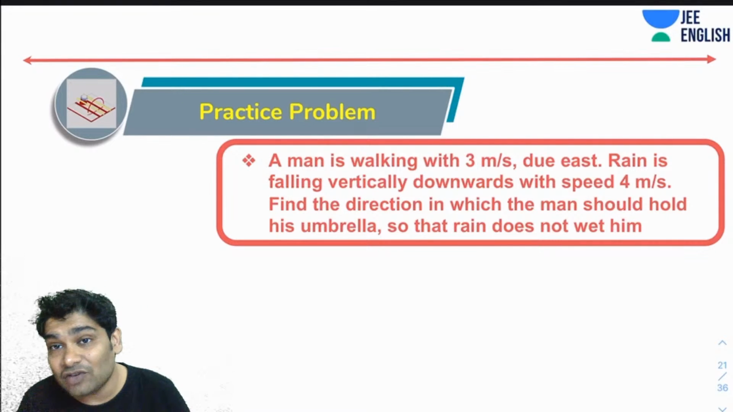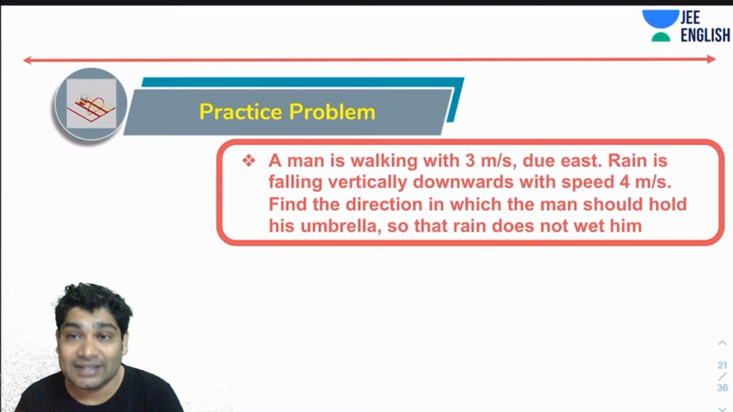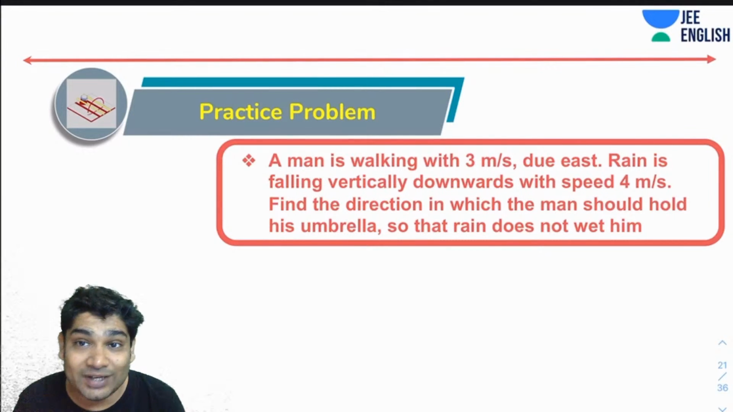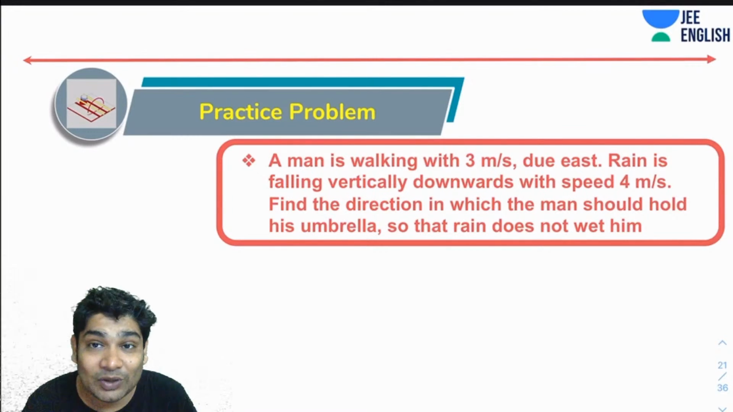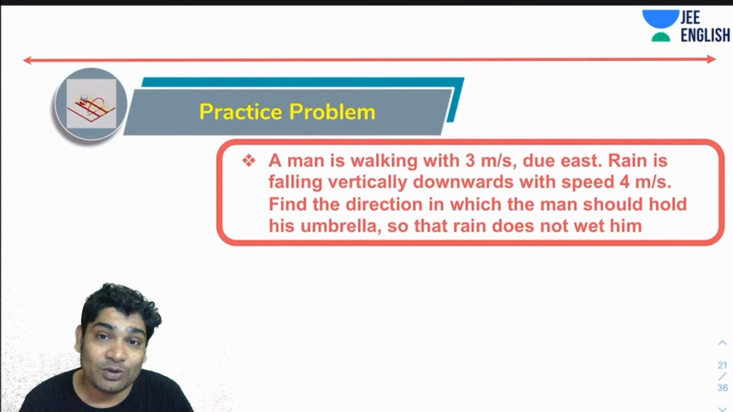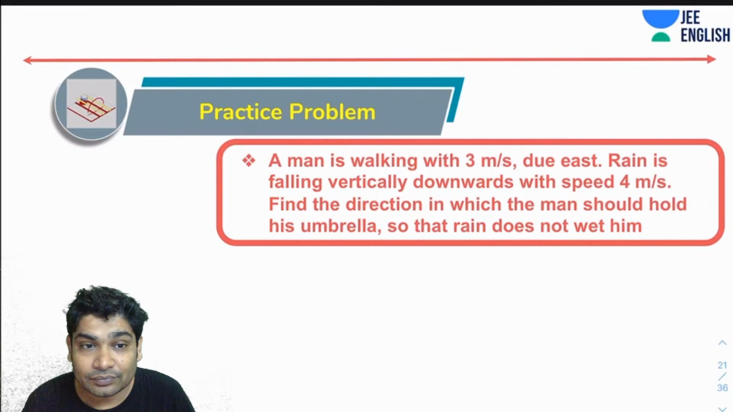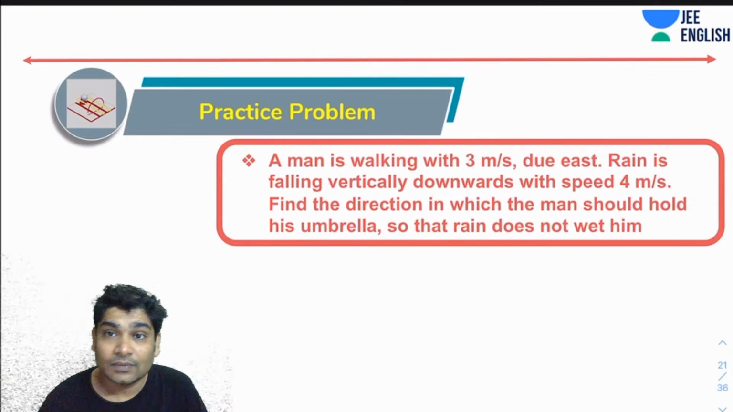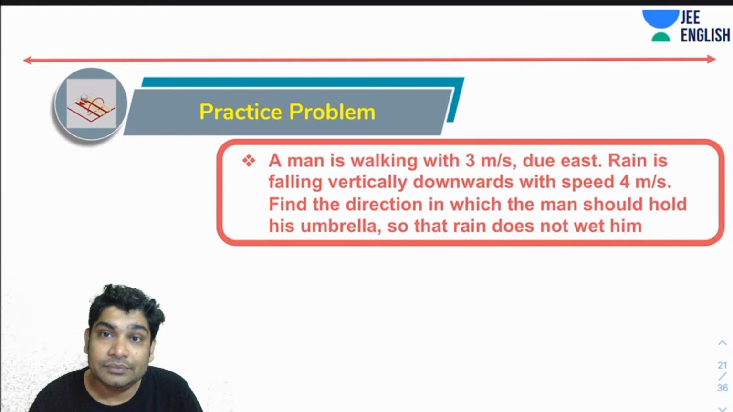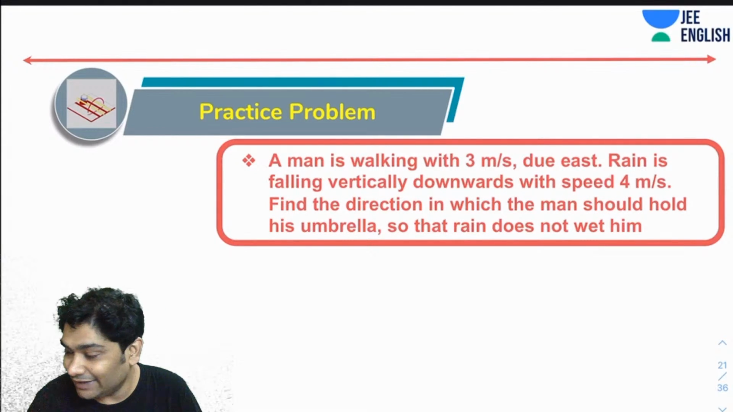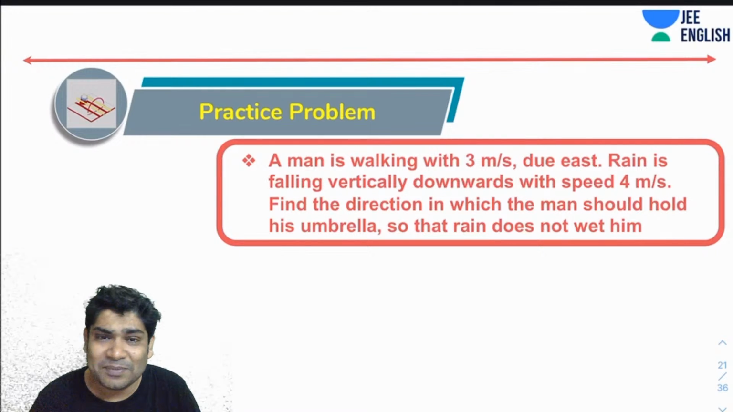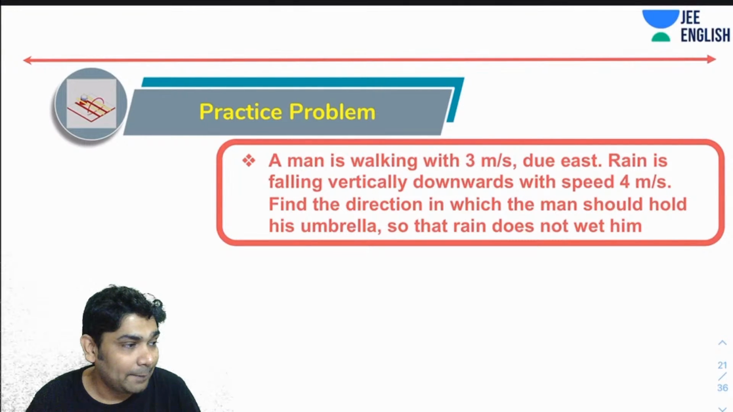You've been told a man is walking with 3 meters per second due east. The rain is falling vertically downwards with a speed of 4. Find the direction in which the man should hold his umbrella so that the rain does not wet him. So solve this. Let's get this done quickly. This is a simple problem.